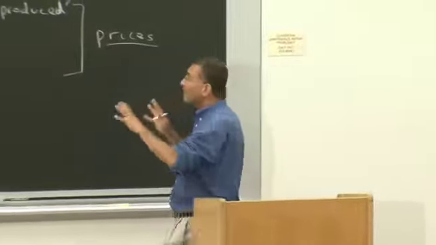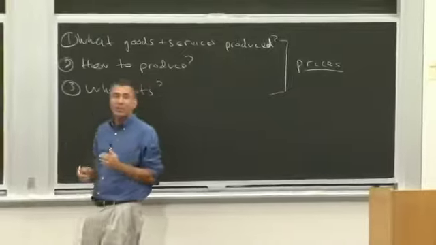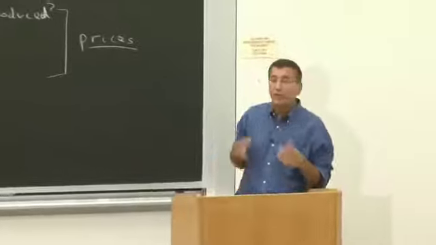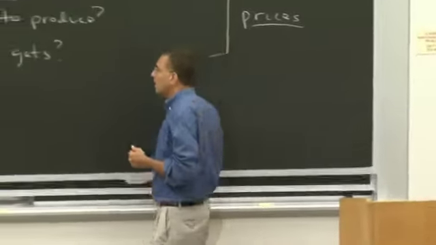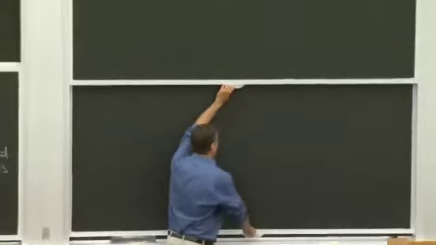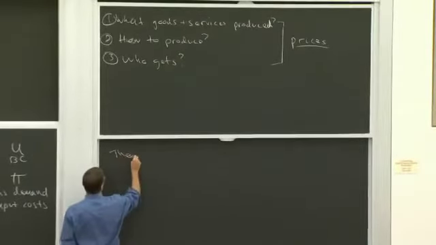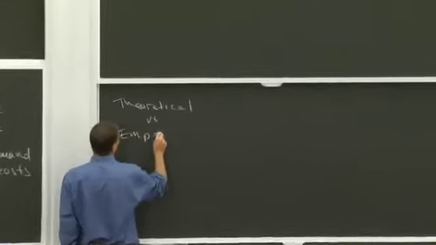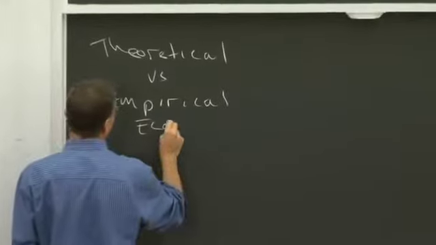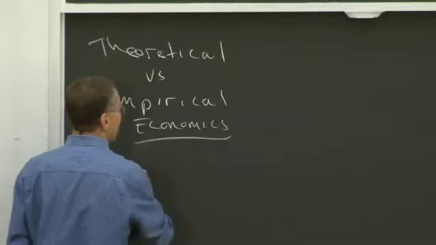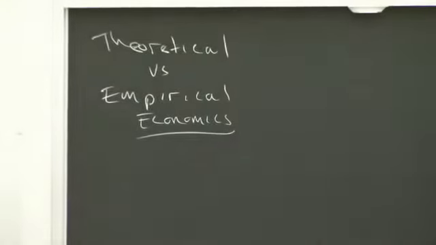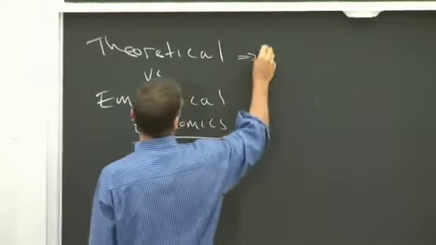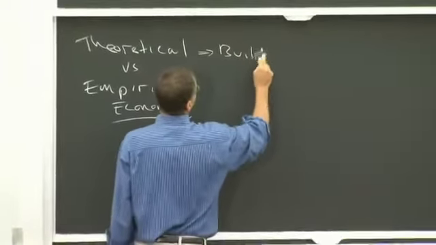Now, so that's basically an overview, an example of how we think about the role of prices. Now, let me draw a couple of important distinctions, terms I'm going to use this semester that I want you to be comfortable with. Okay? The first distinction I want to draw is between theoretical versus empirical economics. Theoretical versus empirical economics. Okay, theoretical economics is the process of building models to explain the world.